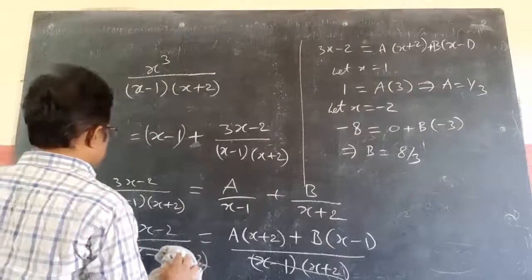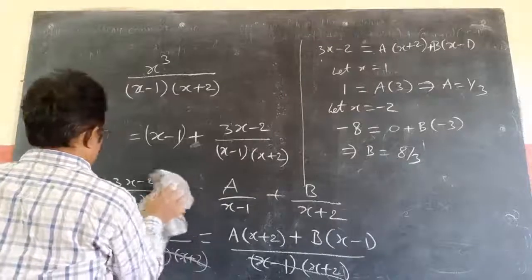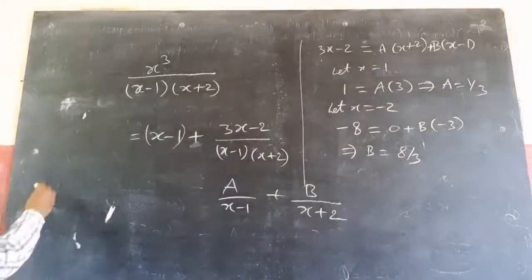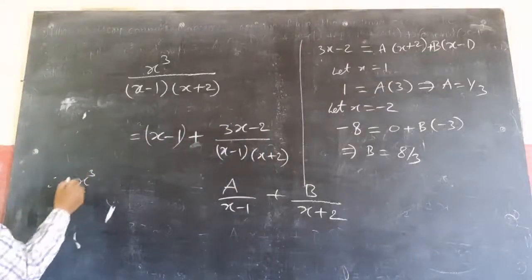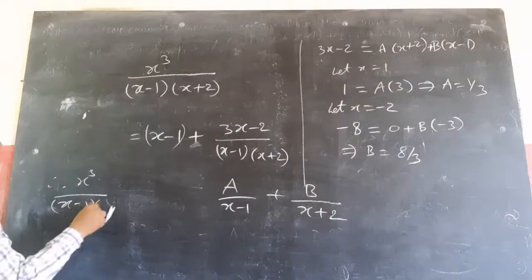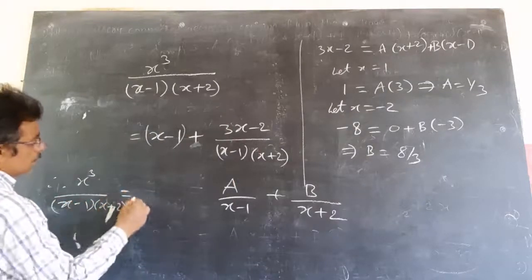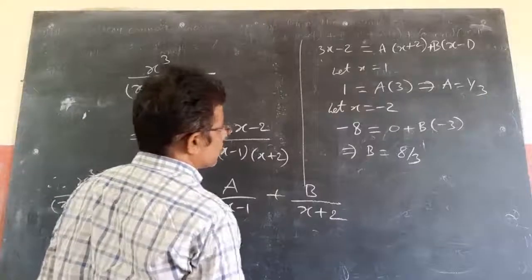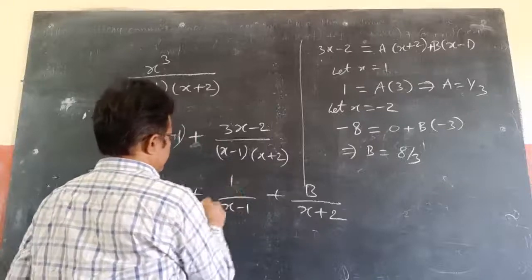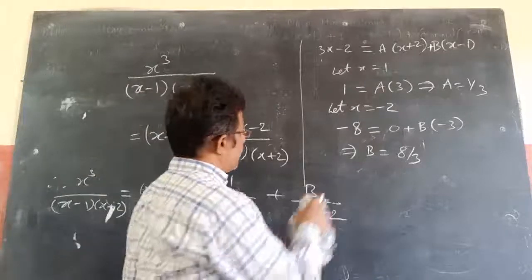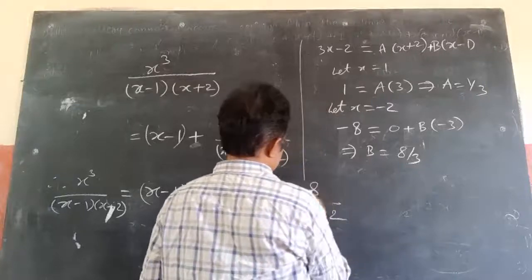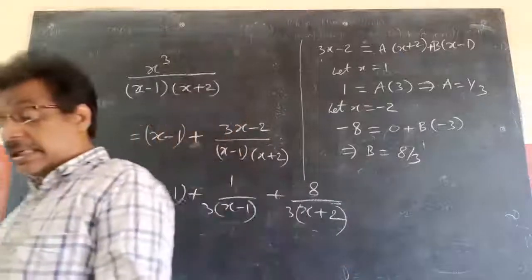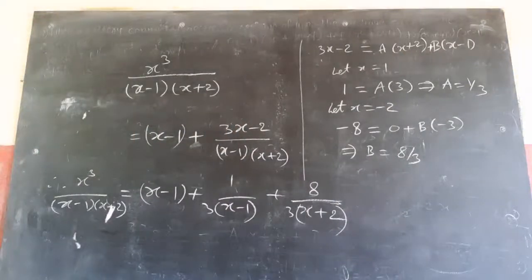So finally what I want to say is, therefore x cubed by x minus 1 into x plus 2 equal to x minus 1 plus, the a value I got as 1 by 3, so 1 by 3 into x minus 1, and b I got as 8 by 3, so 8 by 3 into x plus 2 is our final result.